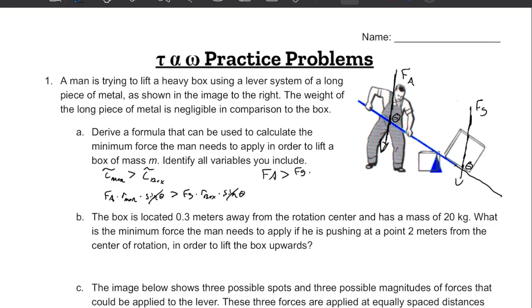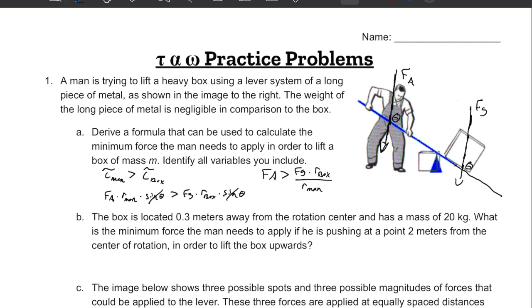Just going to divide the radius of the man to the other side. The force of the man has to be greater than Fg times the radius of Fg divided by the radius of where the force applied from the man is coming from. It's like setting them equal, but just saying the man has to be larger so that you get that acceleration.